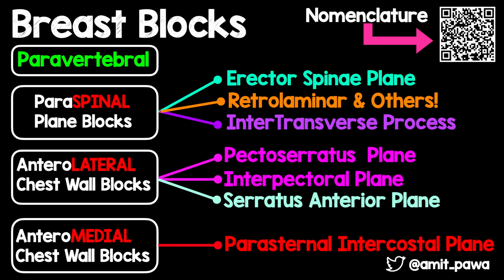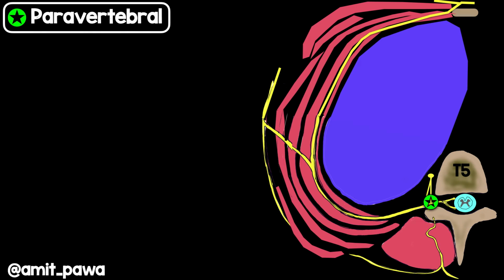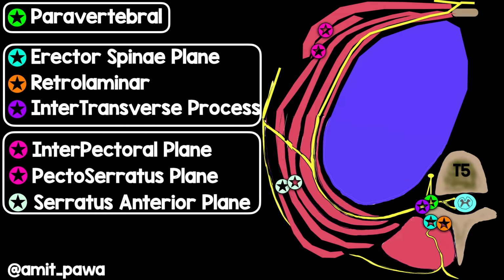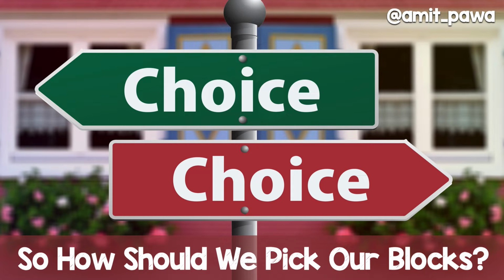So you can now map out the areas of the chest wall and divide those blocks according to where they originate from. But let's have a look at that in terms of an overlay over a cross-section of the thorax. So here's where the paravertebral block would be placed. The ESP, retrolamina, and intertransverse process blocks will be placed here. This is where you can see the pectoserratus, interpectoral plane, and the deep and superficial serratus anterior plane blocks will be placed. And again, last but not least, we've got the parasternal intercostal plane, both superficial and deep variants. So we've got a lot of choice now.